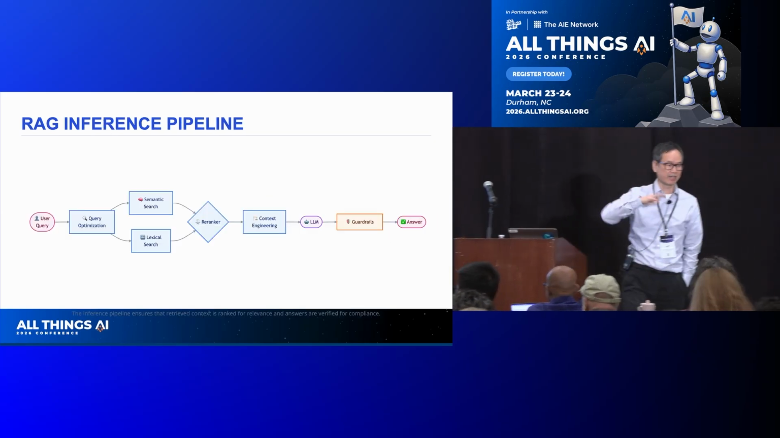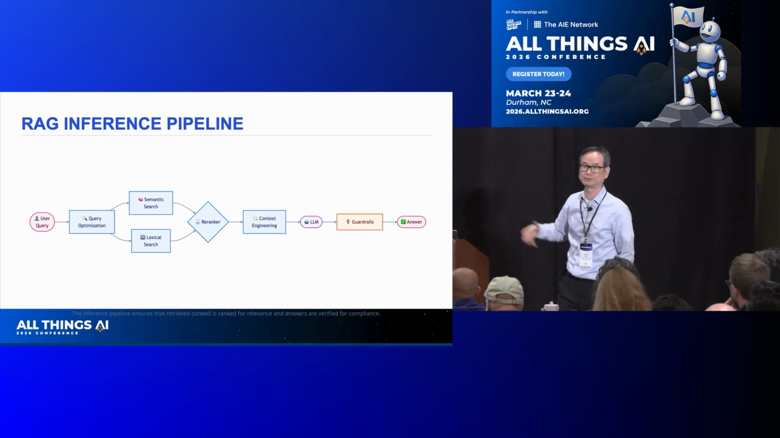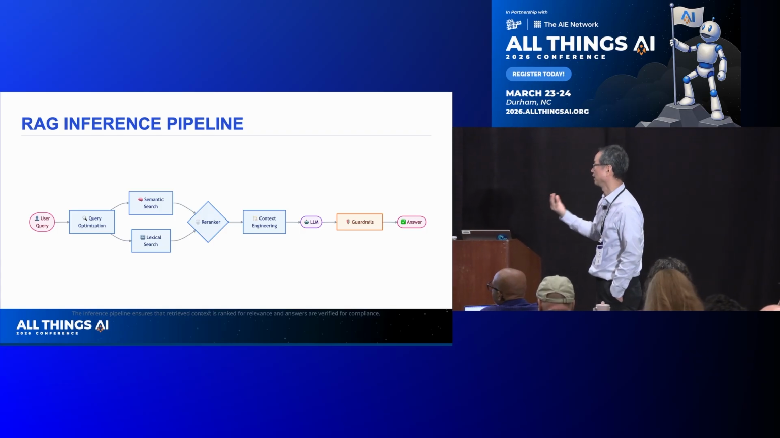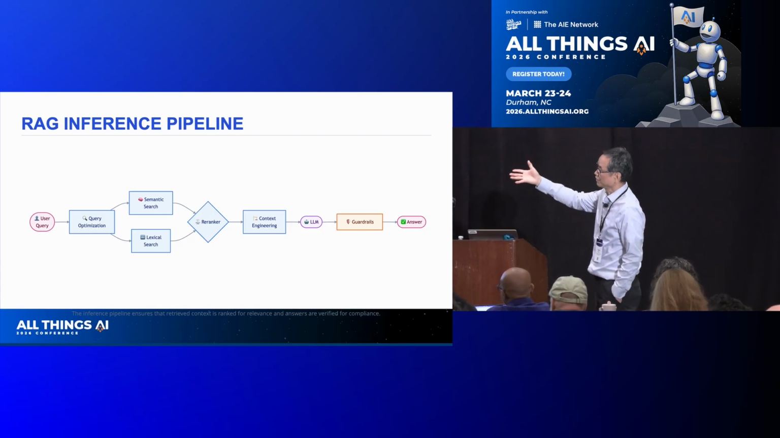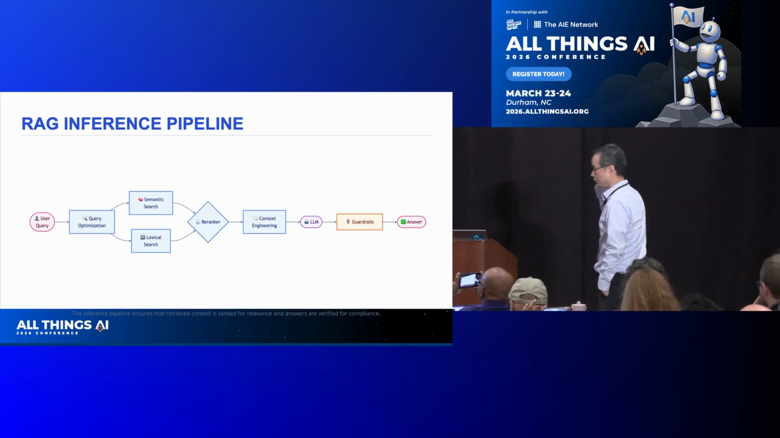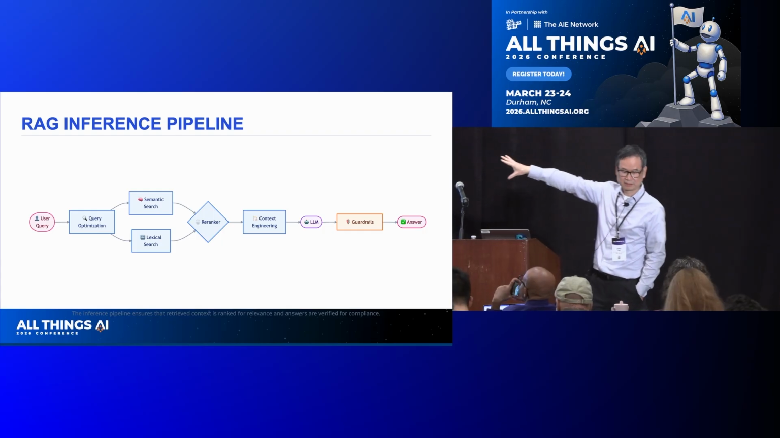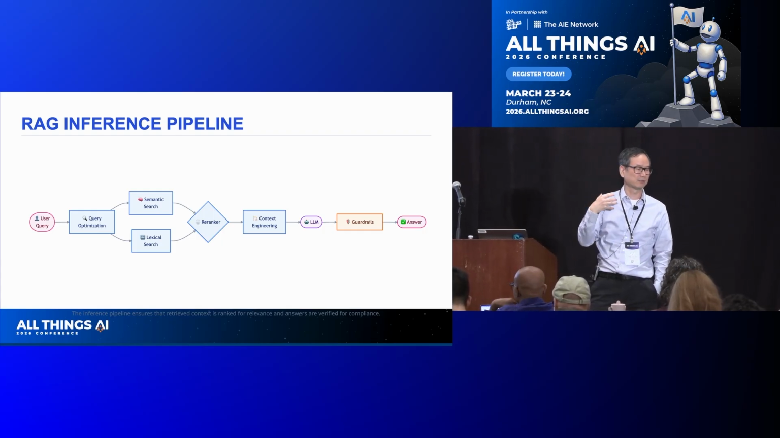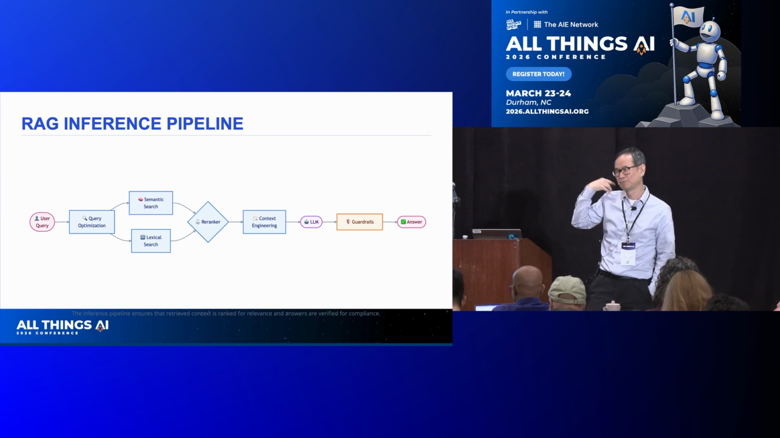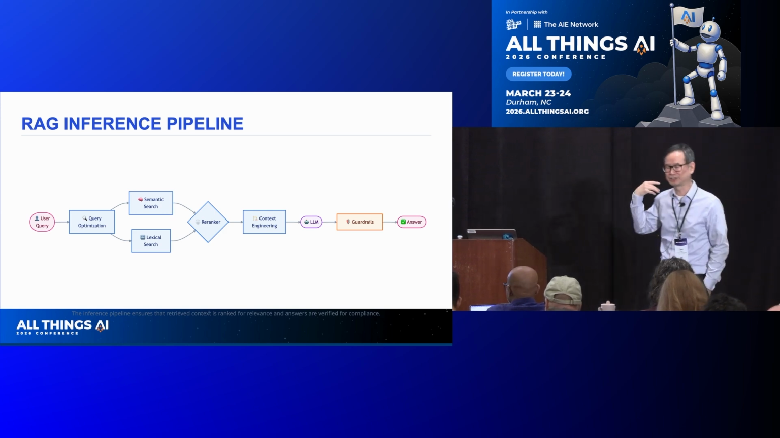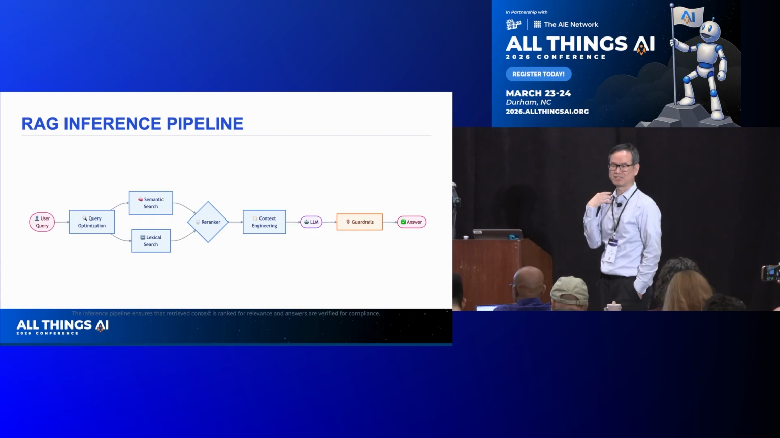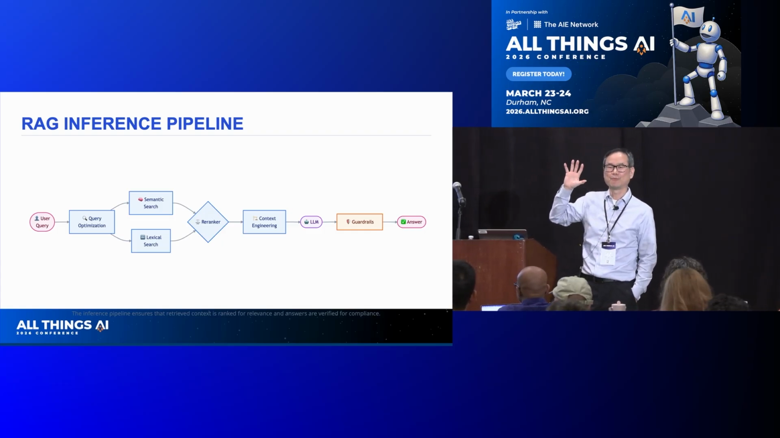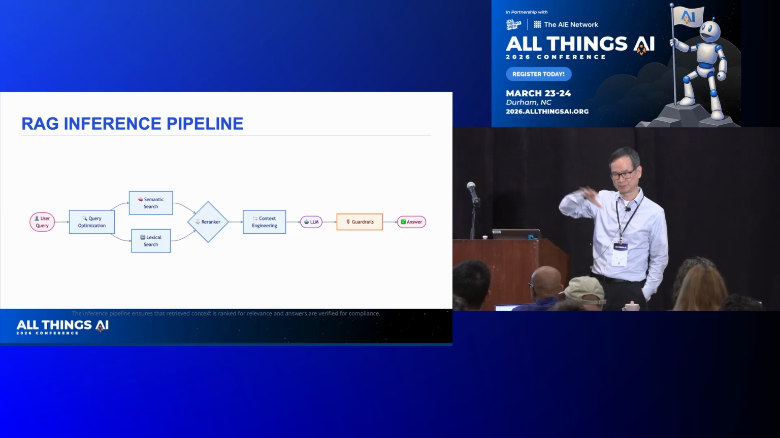Now, once you have all your data in the vector database, you can consume it in real time in an inference pipeline. The end user has a question, you submit the question, and this is critical. The first thing you need to do is query optimization. As Don mentioned, my background is in optimization, so this is my passion. You really want to optimize the user's query.